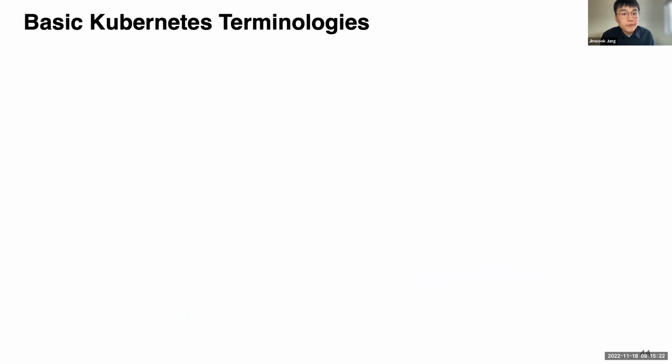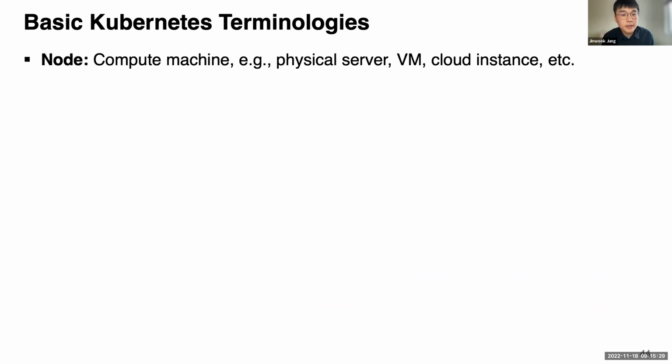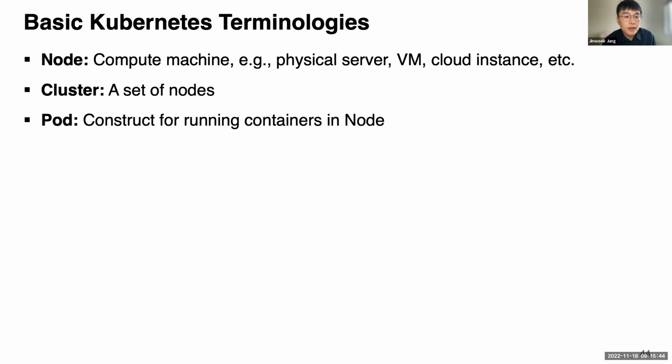And here are a few key terminologies used in the Kubernetes world. In Kubernetes, a node means a compute machine, such as a physical server or virtual machine or a cloud instance. And a set of nodes that are grouped together is called a cluster. And a pod is a construct for running containers in a Kubernetes cluster. It provides an isolated environment to run containers in a node.